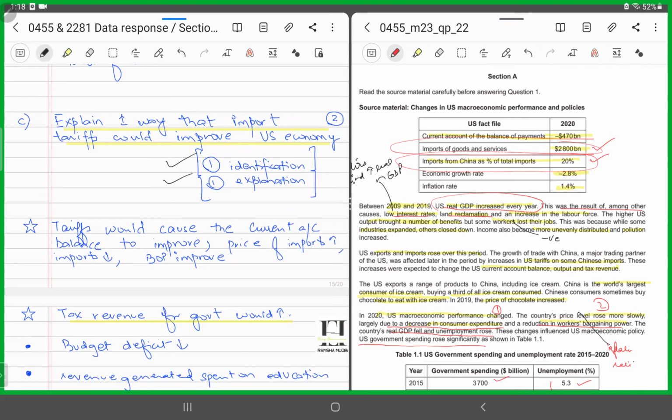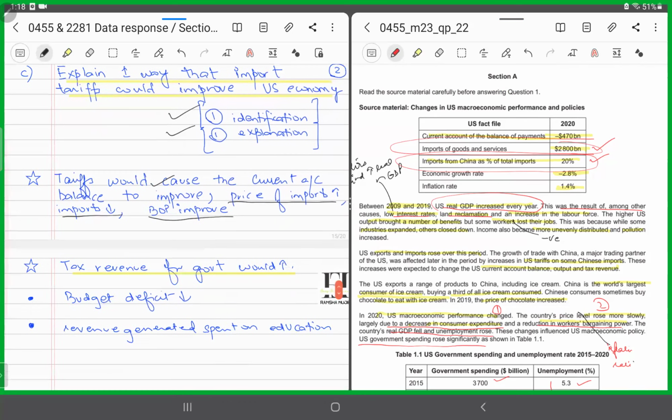So the first reason could be, if you're opting for this reason, you could say the tariffs would cause the current account balance to improve. How? Because it would raise the prices of imports. So now when the prices of imports would rise, the quantity of imports would fall, right? It would be expensive to import those goods and services. As a result, the balance of payments would improve. The current account scenario would improve.